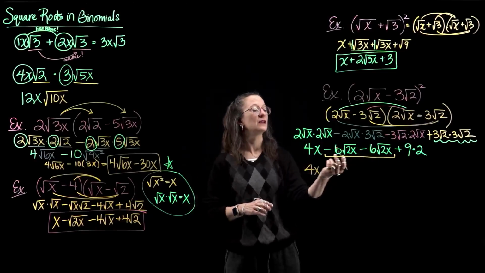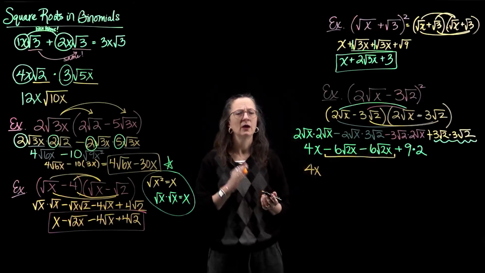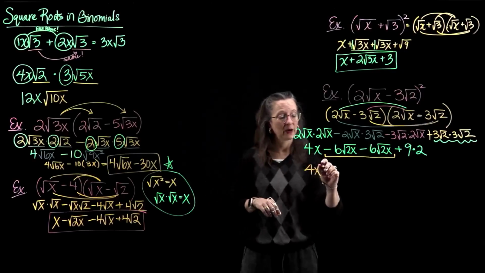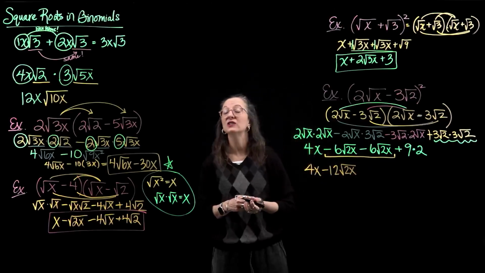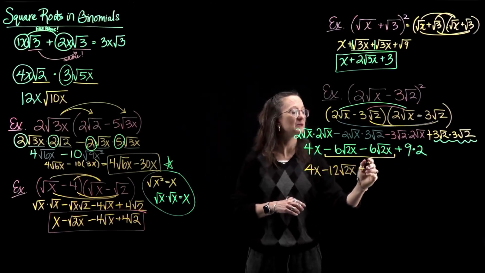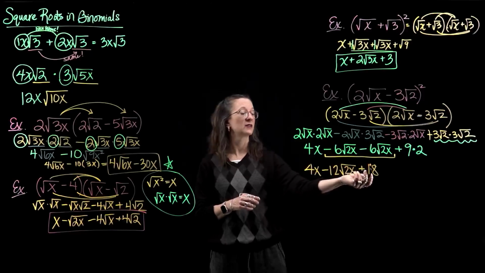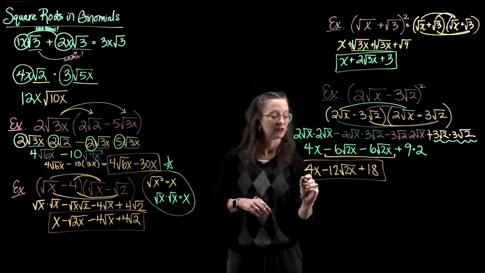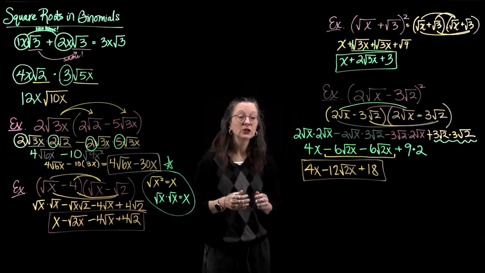Now we're going to combine these. So minus 6 square root of 2x minus another 6 square root of 2x. Remember, this is like I owe you $6 and I borrowed another 6. What do I owe you? Well, $12, of course. So we would have a minus 12 square root of 2x. And then on the end, 9 times 2, I'll rewrite that as 18. So we have 4x minus 12 square root of 2x plus 18. No like terms remain, so this is our final answer for this problem.